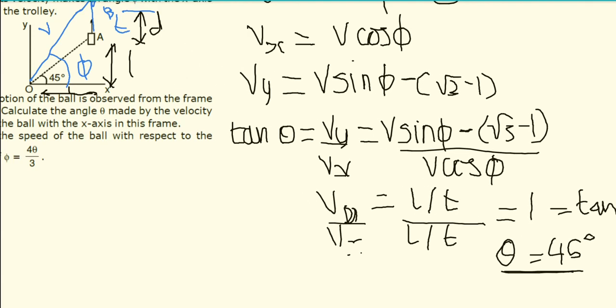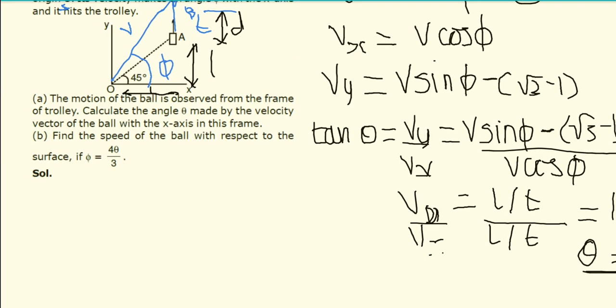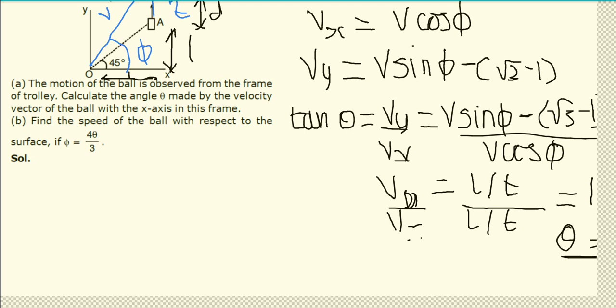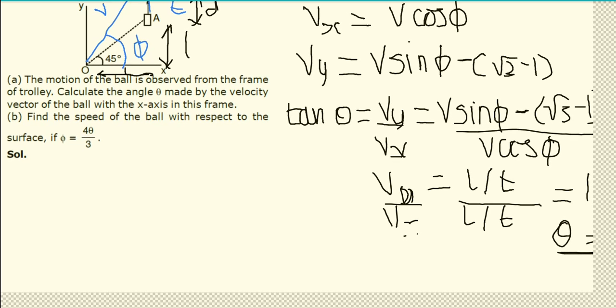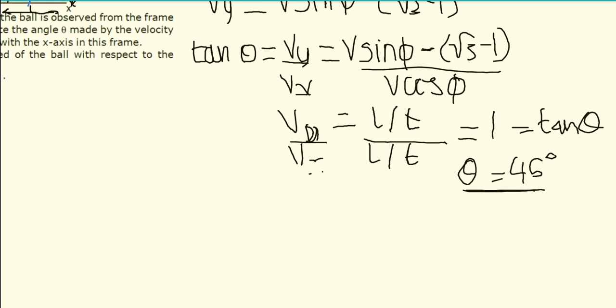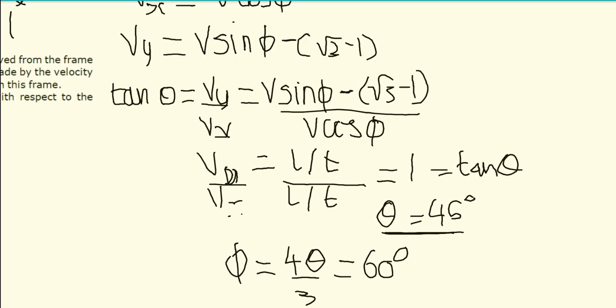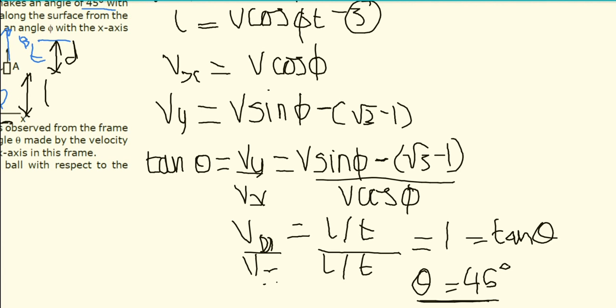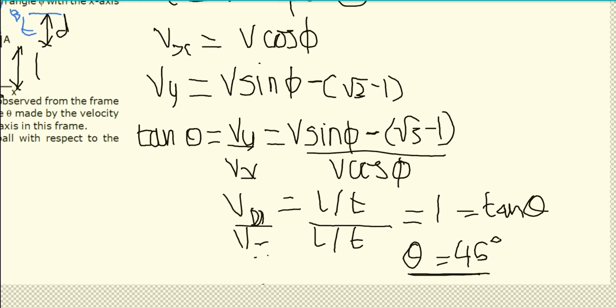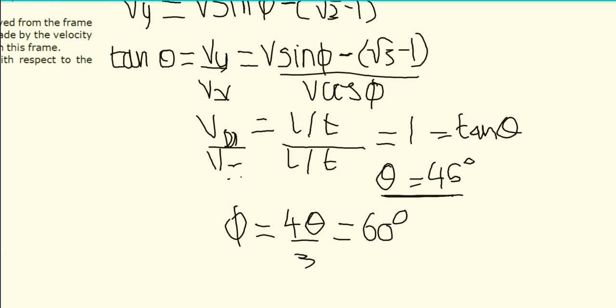The second thing we have to calculate is the speed of the ball with respect to the surface, if phi is equal to 4 theta by 3. So phi here is equal to 4 theta divided by 3, which is equal to 60 degrees. Now let us substitute the values. We have the value of tan theta, which is equal to 1.